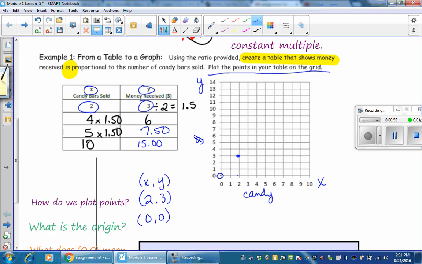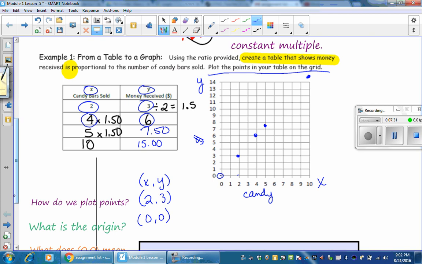Go ahead and plot all of the ordered pairs. So you want to plot 4 candy bars is $6. And 5 candy bars is $7.50. Now $7.50 is not on the graph, but that would be halfway between $7 and $8. And 10 candy bars and up to $15. Now $15 is not on the graph either, but you can imagine where it would be, right about there.